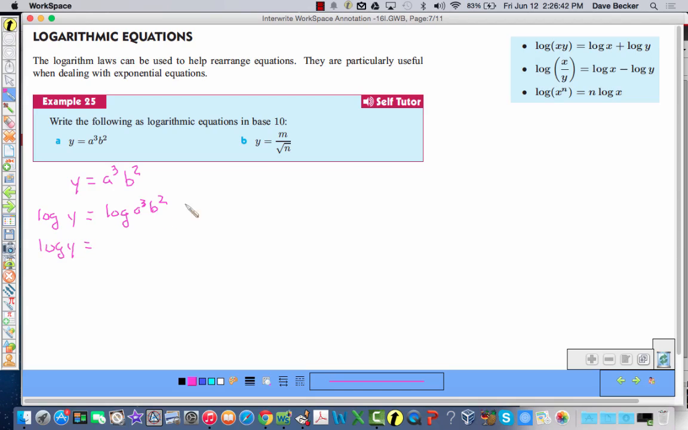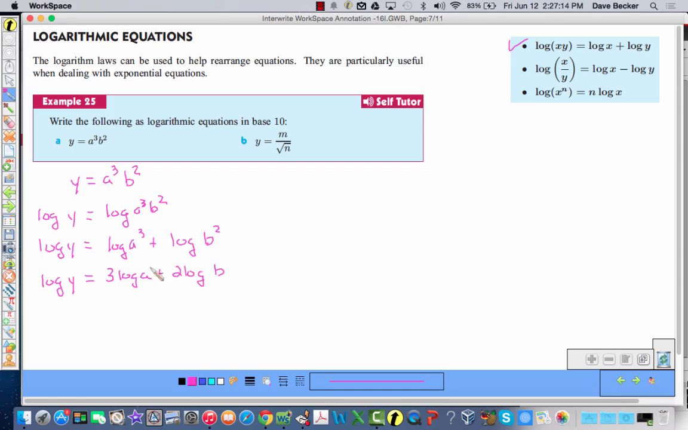So I have the product of two things. So I'm going to use this law right here. Log of xy equals log x plus log y. So this would just be log a cubed plus log b squared. And I can further simplify it by writing the exponents as coefficients. And so I end up with log y equals 3 log a plus 2 log b. Done like a bun. Okay?